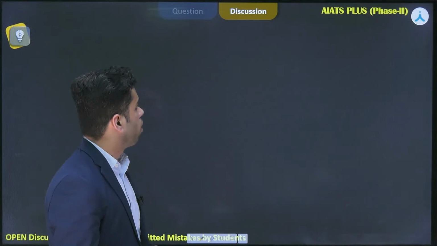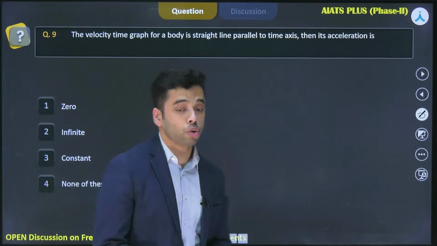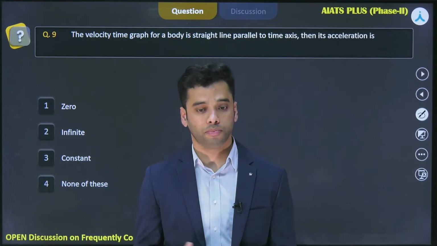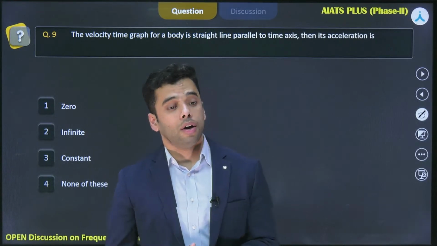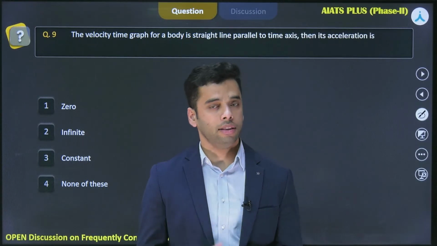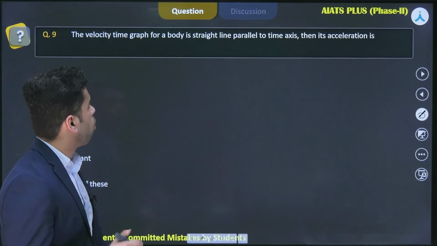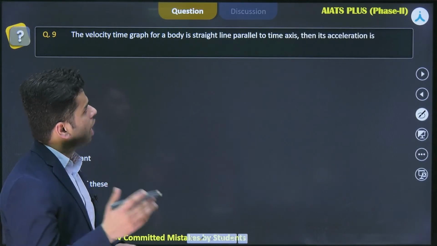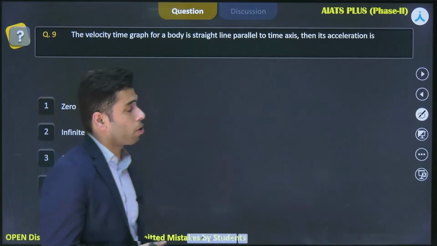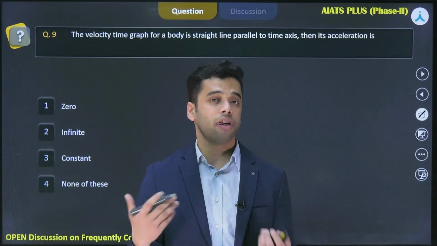Now, let's move forward to the next problem. There you go. This is the problem based on the velocity time graph. The velocity time graph comes from the chapter of motion in a straight line, and the problem says that the velocity time graph for a body is a straight line parallel to the time axis, then its acceleration is. You need to comment on the acceleration based on the velocity time graph.